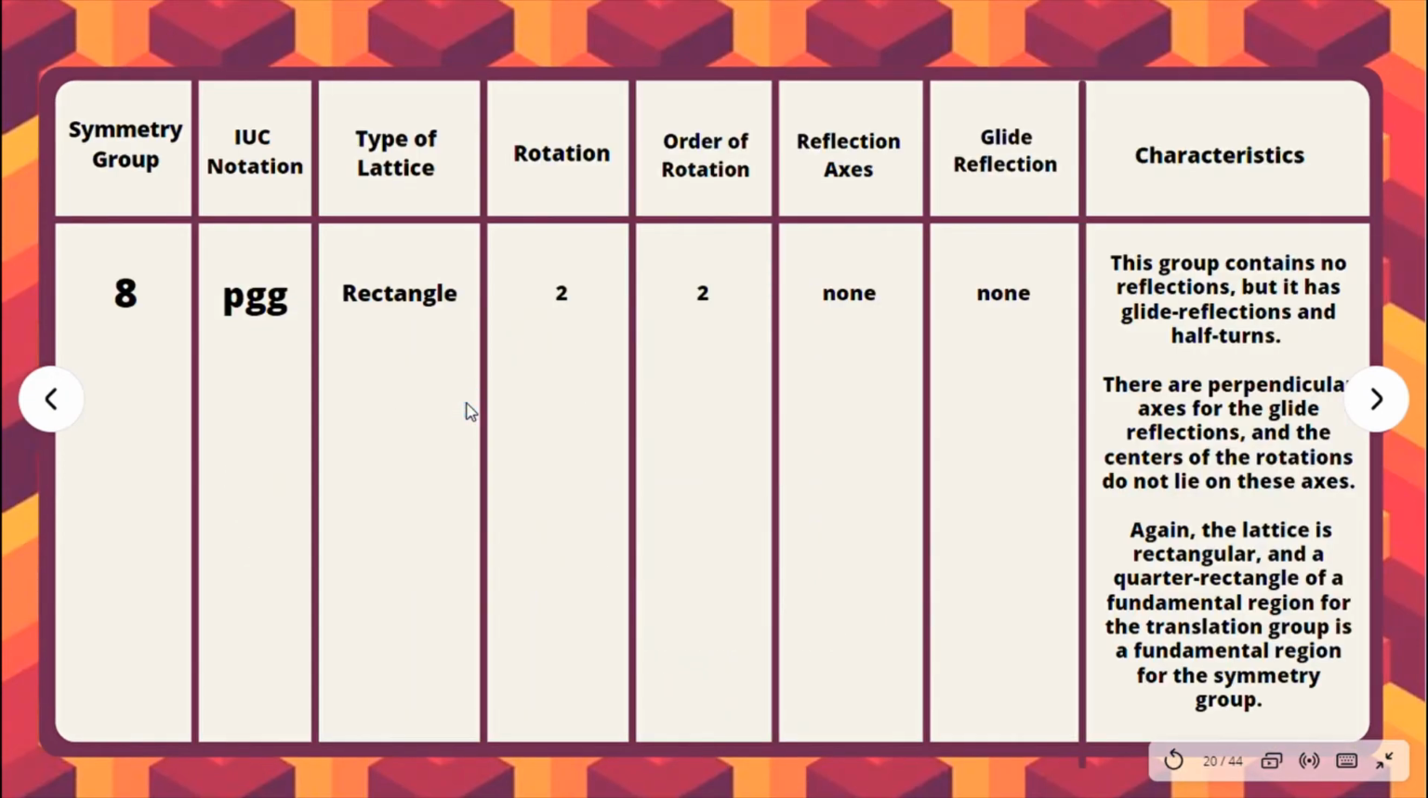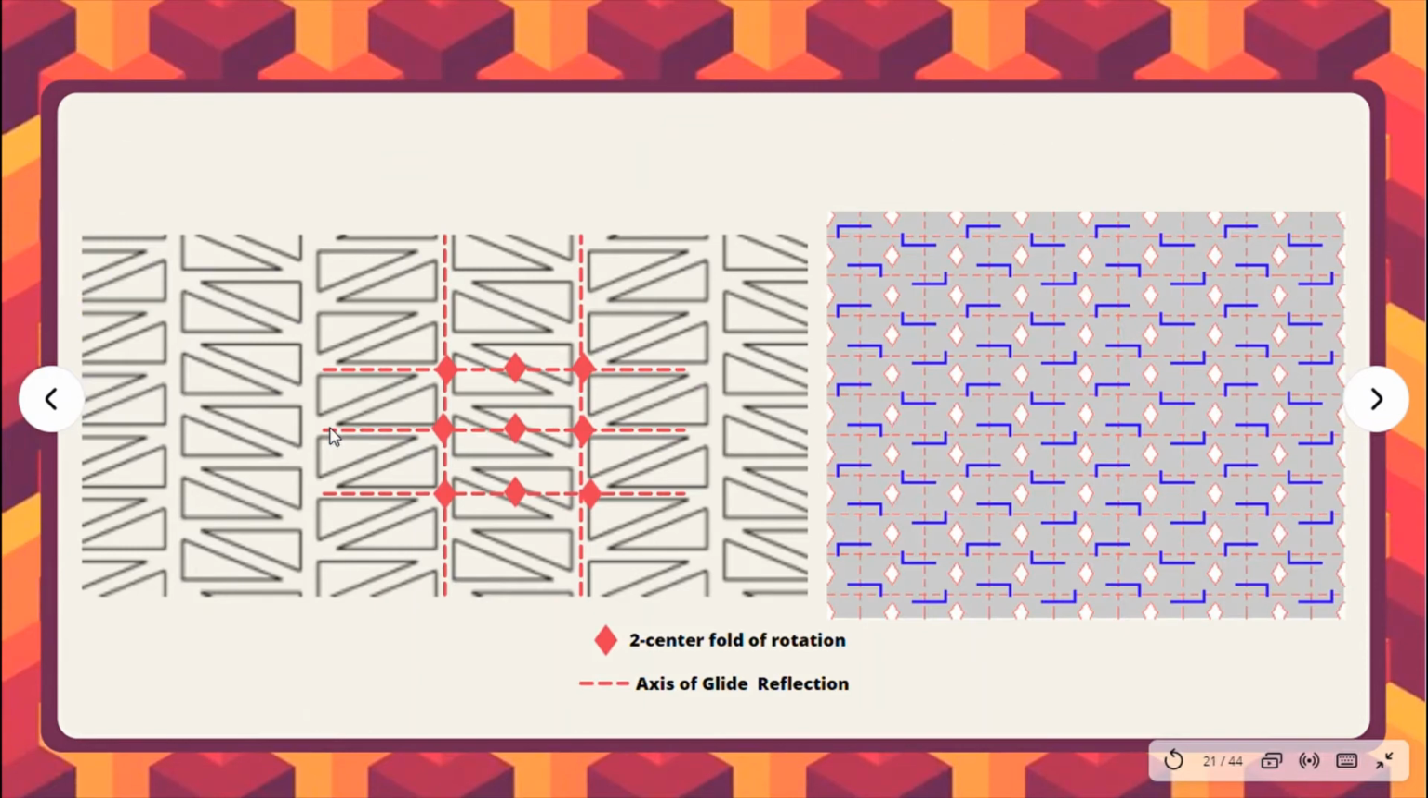We have the 8th symmetry group, which is the PGG according to the IUC notation naming system. We also have a rectangular lattice type. We have two orders of rotation, which means a 180-degree angle, and none for the two types of reflections. In the characteristics, the fundamental region here is a quarter of a rectangle specifically. Here we have a combination of the red diamond and the broken line, since this is composed of a rotation and the reflection and the glide reflection.